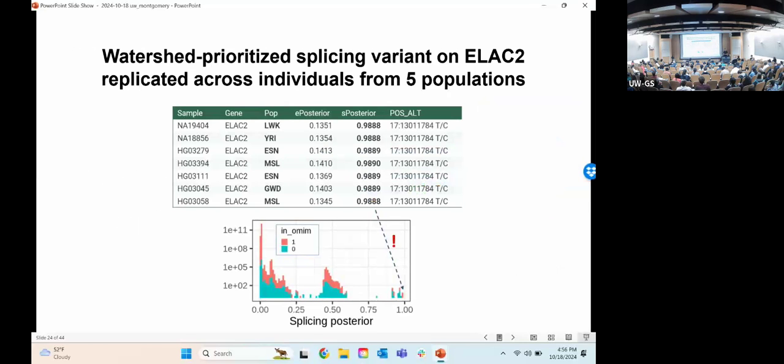So we ran this on that cohort and prioritized rare variants. I just want to give you one example of the kinds of things we're finding. This was a splicing variant we found in the ELAC2 gene that replicated. It was from 7 individuals across these 5 different populations. You can see the posterior here is really, really high. This variant is just under 1% in this cohort, and it's not found anywhere else in gnomAD. Again, there's a really large posterior for that.